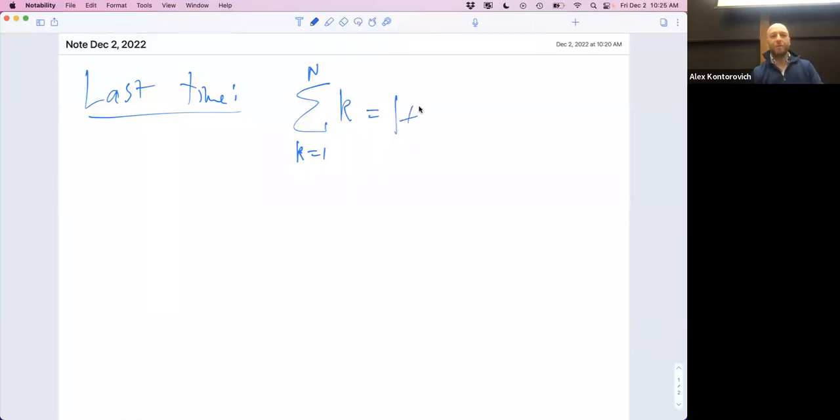This means you add up: when k equals 1, you have a 1. When k equals 2, you have a 2. And you add all these things up until you get to n. And we saw that this was n times n plus 1 over 2.